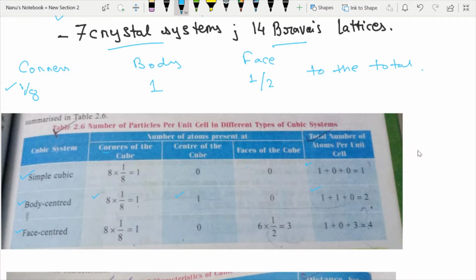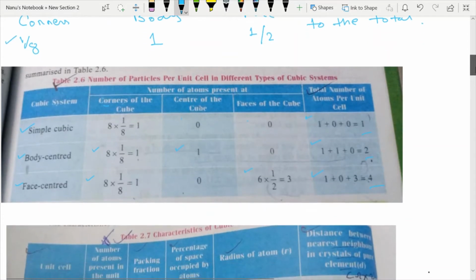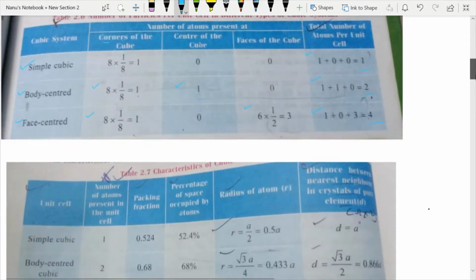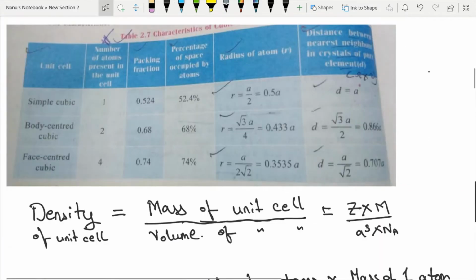In face centered, 1 atom contribution comes from your corners and 3 atom contribution comes from the faces. So the total atom count we have is 4. This is very fundamental and you should know this. If you don't know this about solid state, then it will be very tough for you in the exam. Okay, we'll look at a bit more detail right now. Okay friends, so now let us look at this table. This is a very important table.